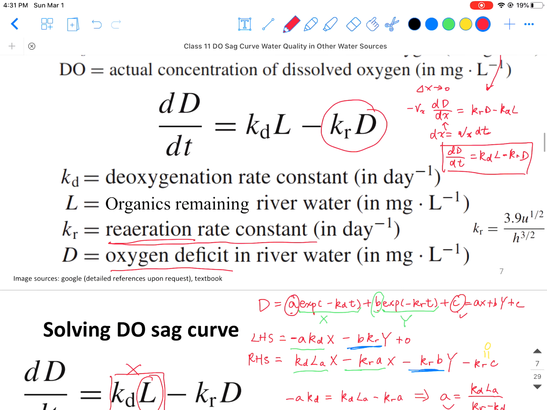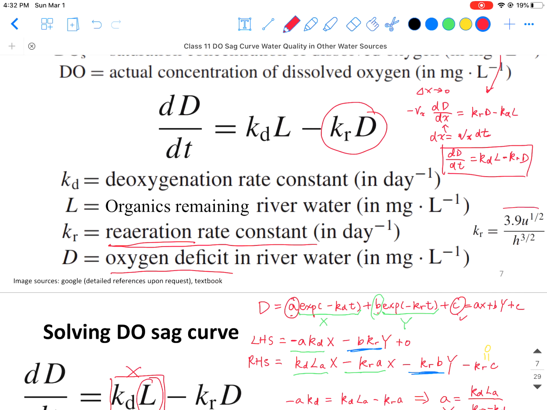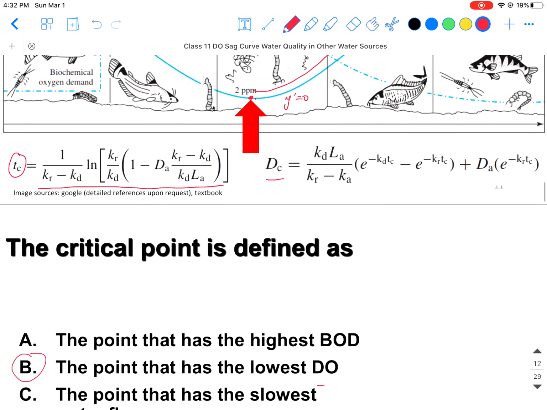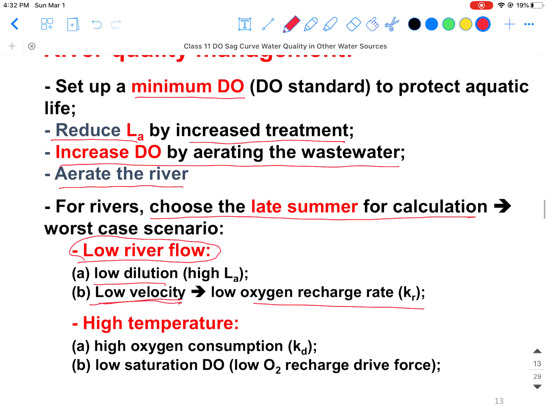So if you see here, one thing that I forgot to introduce is that the rate constant of the reaeration is proportional to the square root of the velocity. So basically the slower the flow, the smaller the reaeration rate constant, right? So during the late summer, the reaeration is also very slow. And during the summer, there's a high temperature, and the high temperature will result in a high oxygen consumption, which is the K_D. And also, because of the high temperature, the saturated oxygen concentration is lower, okay?